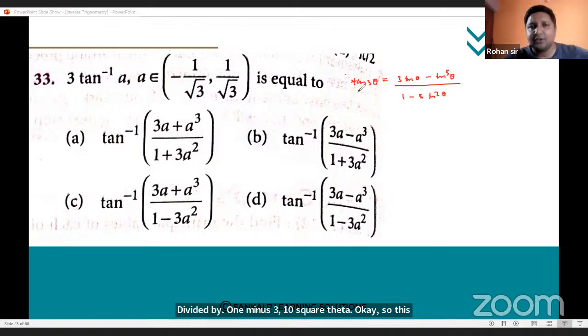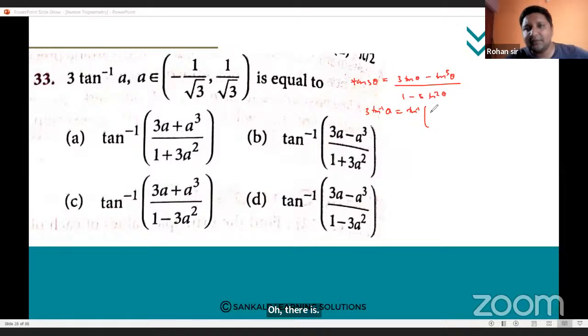Here we just need to consider tan theta as x, and if you simplify, you will get the result. 3 tan inverse A is equal to, where there is tan theta, replace it by a, so it will be equal to 3a minus a cube divided by 1 minus 3a square. That is option D. So option D will be the right answer.